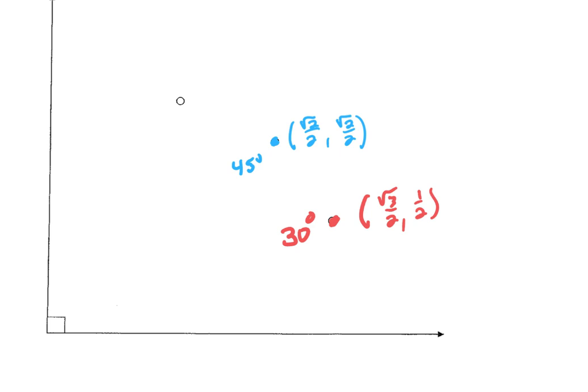Quadrant 3, both x and y are negative, so it's going to be negative square root of 2 over 2, comma, negative square root of 2 over 2.